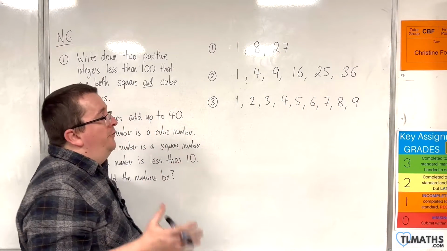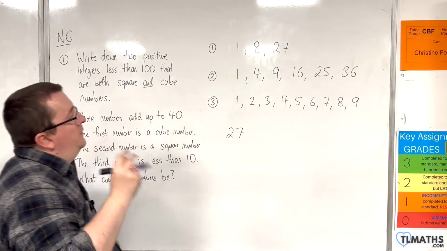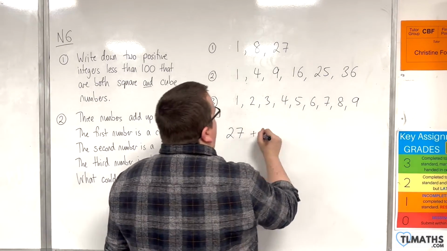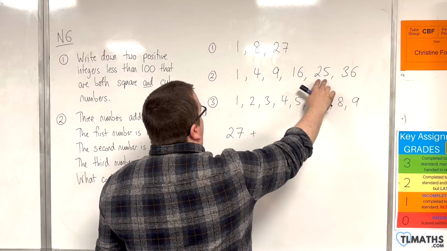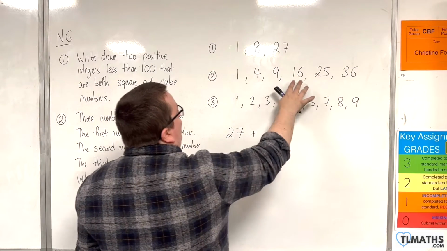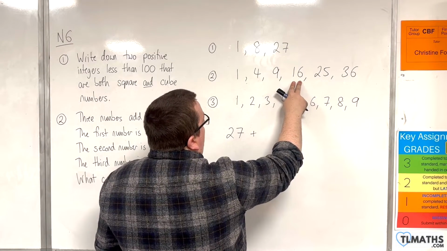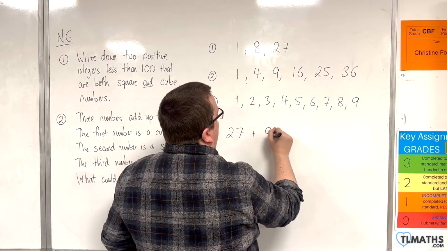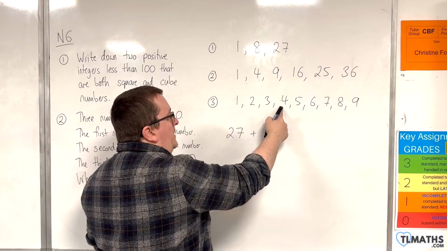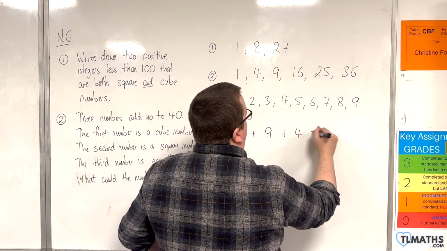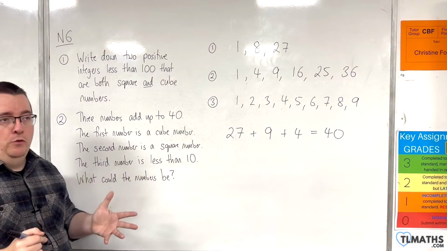Okay, so let's start off with 27. So we've got the largest cube number in our list. So 27 plus 36 would be greater than 40. 27 plus 25 would be greater than 40. 27 plus 16 would get us 43, so that's above 40 as well. So 27 plus 9, that is 36, plus the 4 in the third list would be 40. So that's all good, okay? That's one way of doing it, 27, 9 and 4.